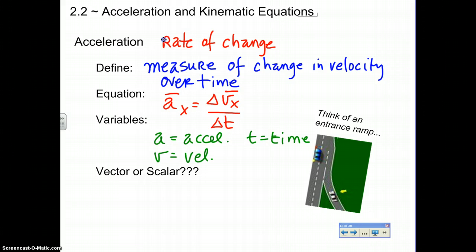All right, let's talk about what that really means. Are we talking about something that's a vector? Are we talking about something that's a scalar? Well, what we know is that velocity is a vector.